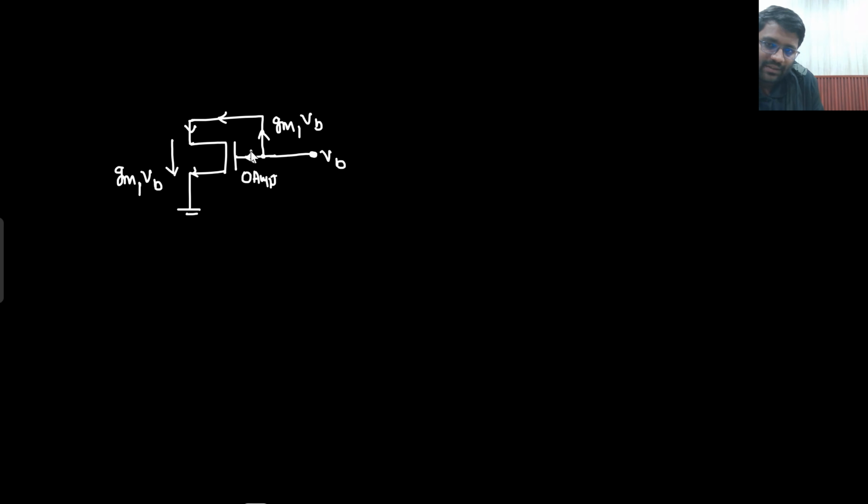So this current is 0 ampere, this current is GM1 VB. So how much will be this current? Sir, this particular current would be nothing but GM1 VB only. So what do you see here? From the VB potential, I am driving GM1 VB current.